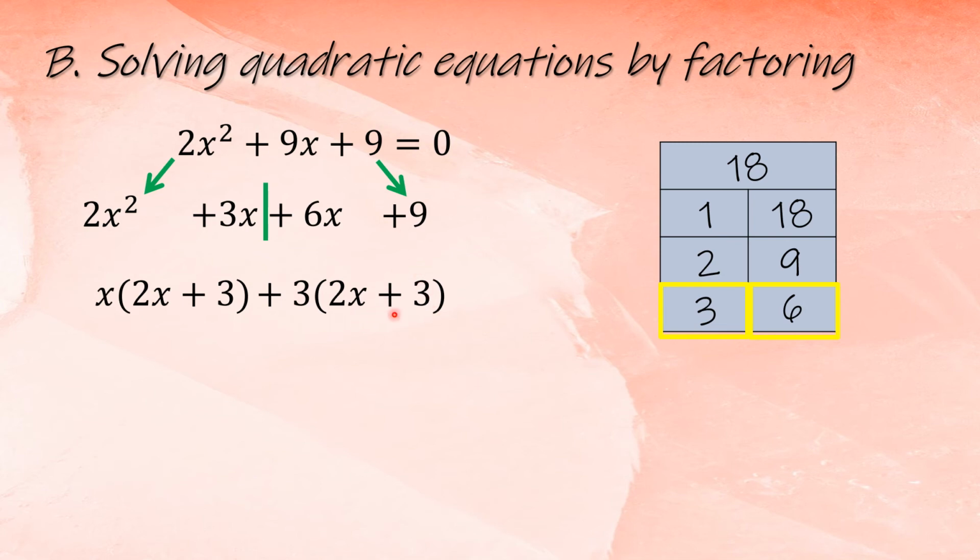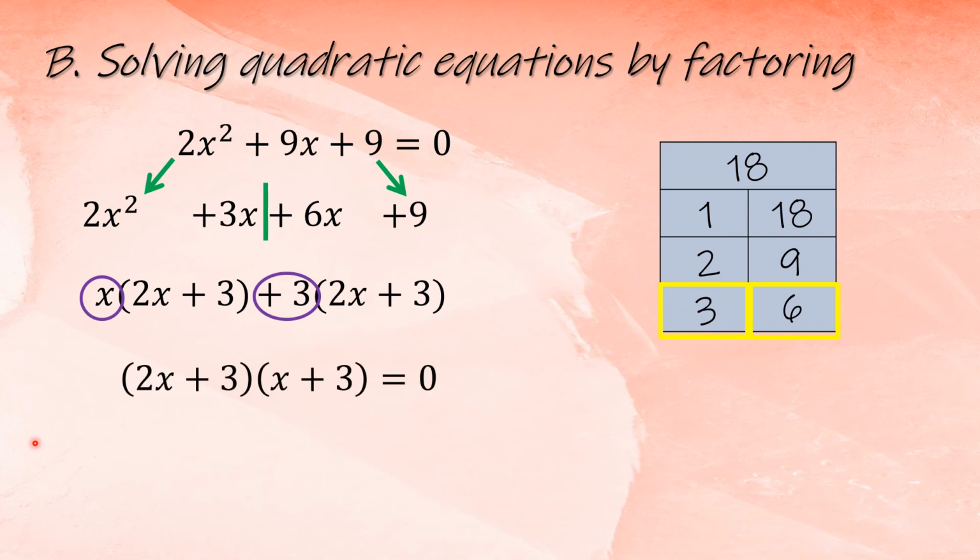As you can see, we have the common factor 2x plus 3. And then, we will just combine the x and the positive 3. So, this will now become 2x plus 3 and x plus 3 equals 0. So, let us rewrite 2x plus 3 is equal to 0 and x plus 3 is equal to 0. Okay, let us now find the value of x here.